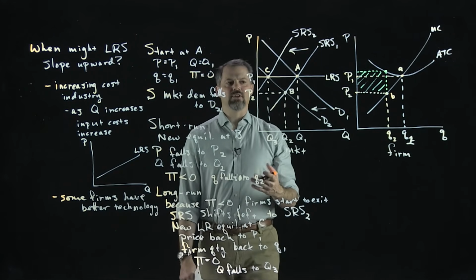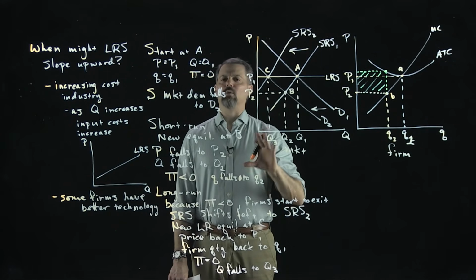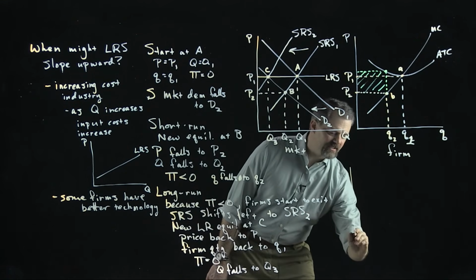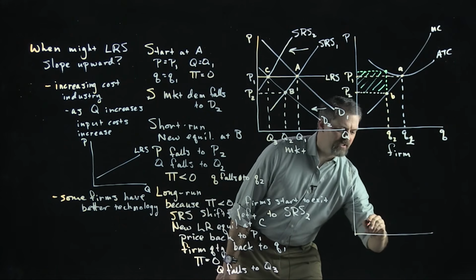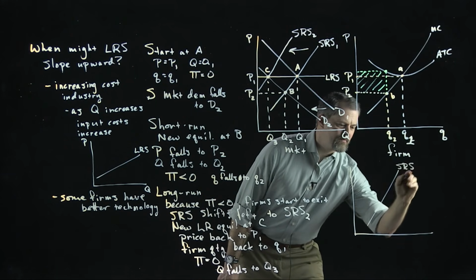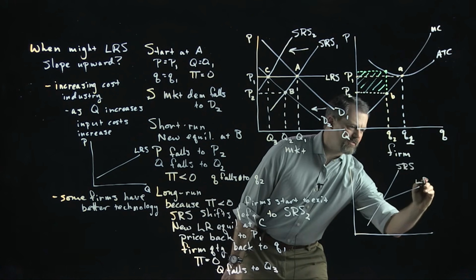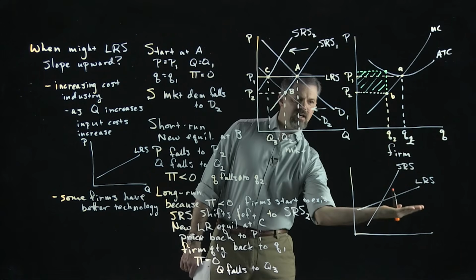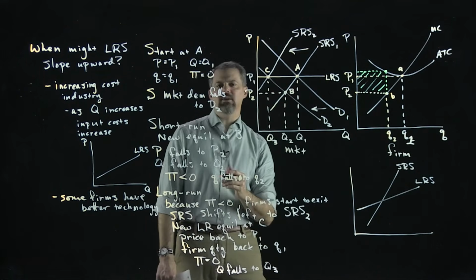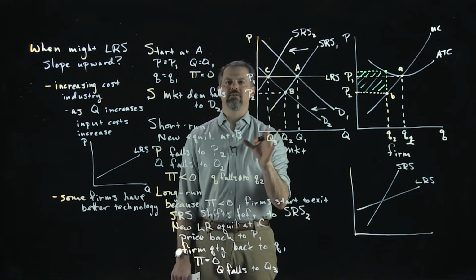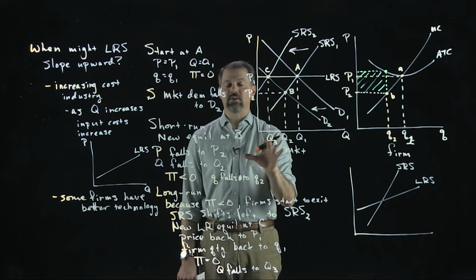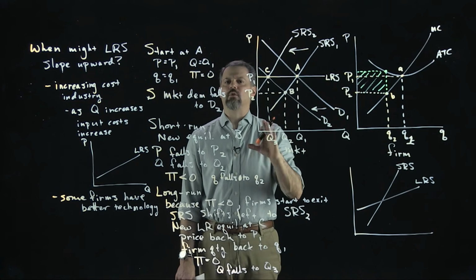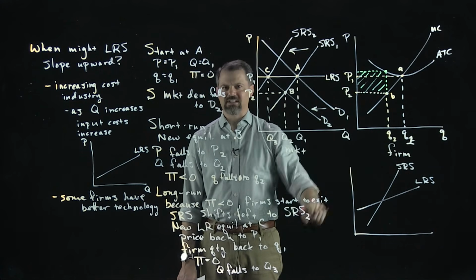Here's the general conclusion though. The long-run supply curve is always more elastic than the short-run supply curve. So we can have a situation like this, where we have our short-run supply curve and we have our long-run supply curve. But notice that the long-run supply curve can be upward sloping, but it's always going to be more elastic than the short-run supply curve. And if you think back to our last elasticity chapter, we talked about that. Both demand and supply tend to be more elastic over longer time horizons. That's what we're seeing right here.